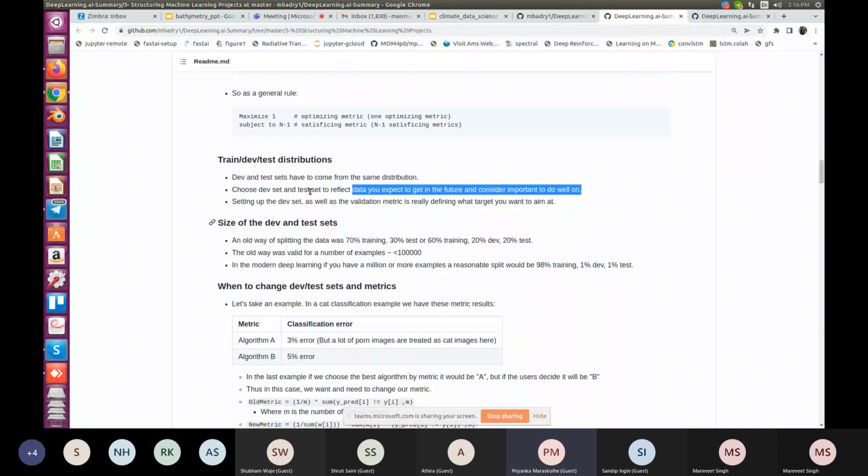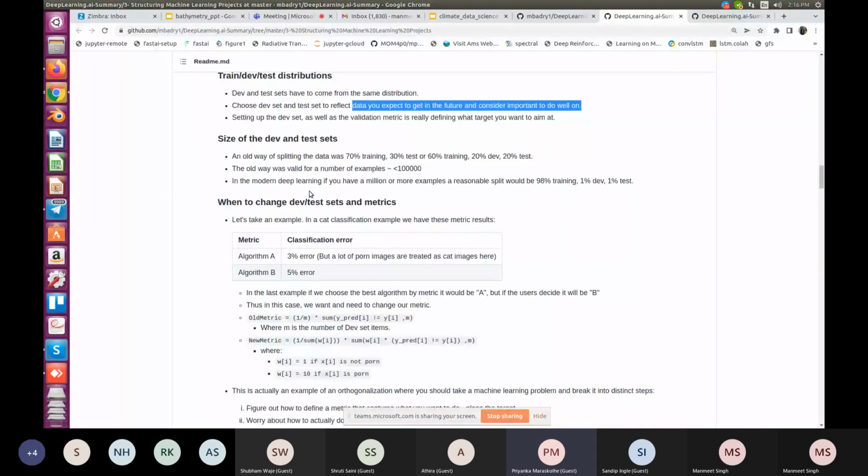And now we already discussed this: the size of dev and test sets. An old way of splitting would be 70% training, 30% testing, or 60% training, 20% dev, 20% test. This was valid for a particular number of examples, maybe 100,000. But in modern day deep learning, if you have a million or more examples, a reasonable split would be 98% training, 1% dev, and 1% test set.